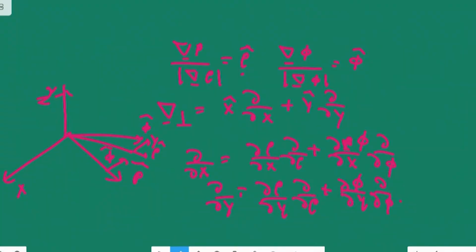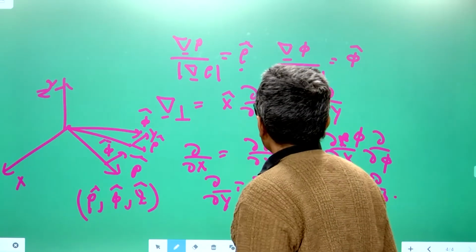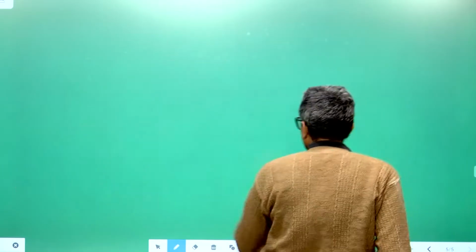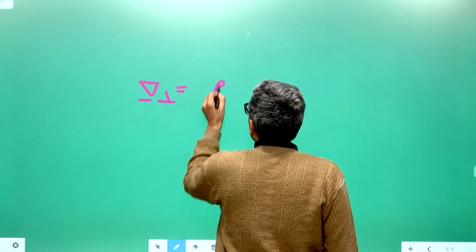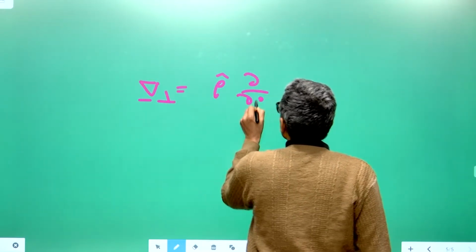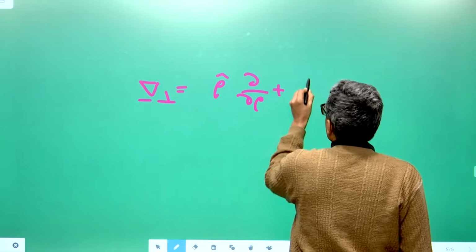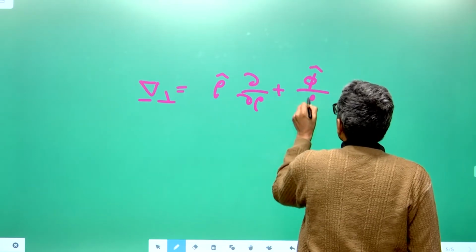So it is an orthogonal coordinate system. ρ cap, φ cap, z cap are mutually perpendicular unit vectors. At each point they define a frame, a local Cartesian frame at each point in space. Then you can write ∇⊥ as ρ cap ∂/∂ρ plus φ cap by ρ ∂/∂φ.